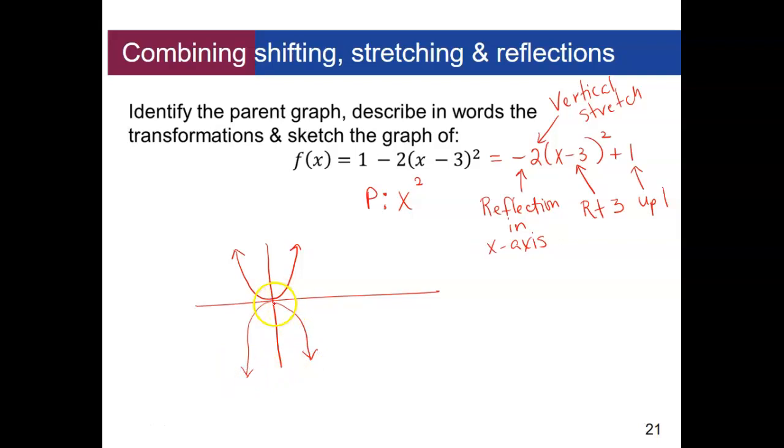We're going to need to stretch it, so it's going to stretch a little bit thinner. And then we're going to need to move it to the right 3 and up 1. So it's going to look something like this. And it's not a V. I'm just having some trouble getting this drawn like I would exactly like for it to be. But that's what we would expect for our graph.